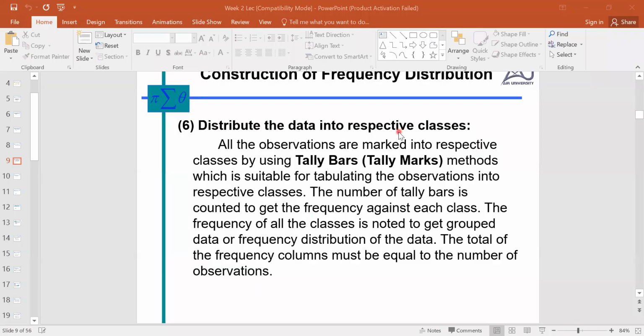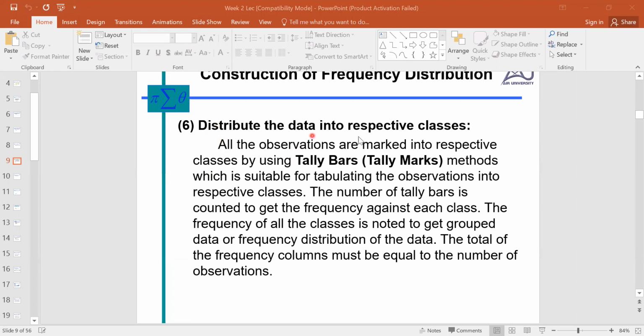In the next step, you have to make a table in which each observation is marked in its respective class with tally bars, and then count the tally bars and write down the frequencies. So these 6 steps are used to construct the frequency distribution. At the very first step, you find the range, then decide the number of classes, find the appropriate class interval, and then decide the starting point and find the remaining classes.